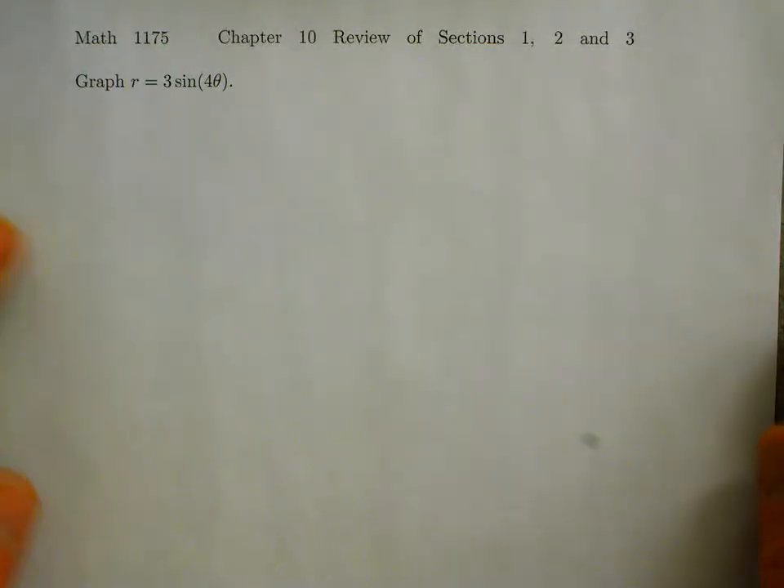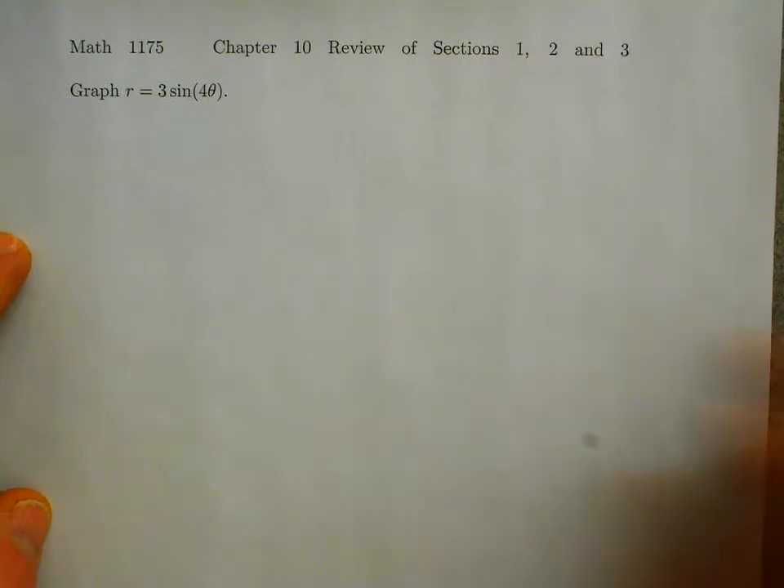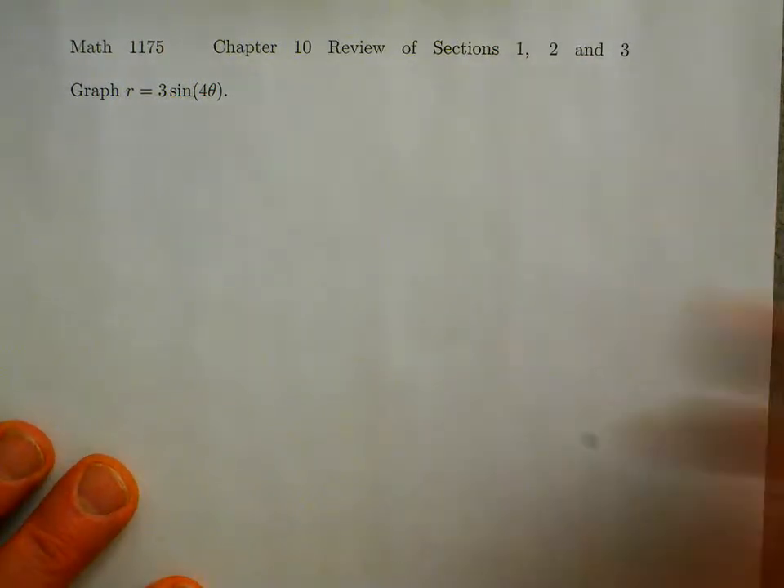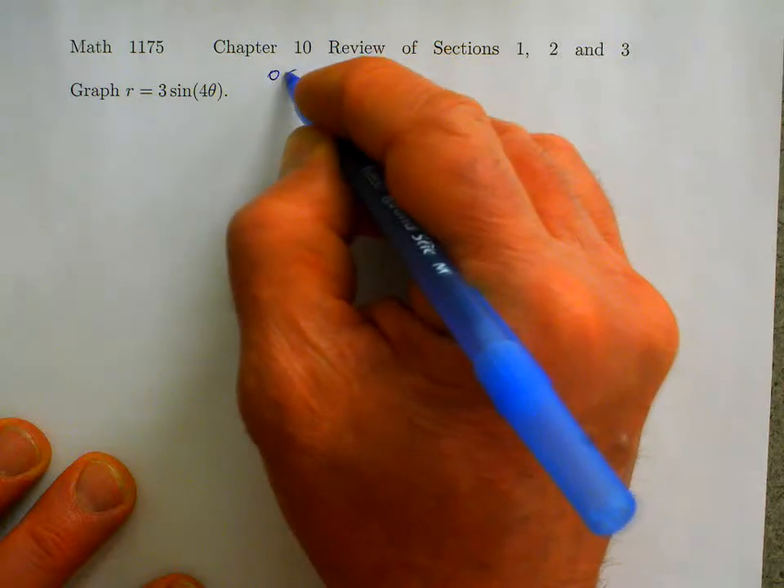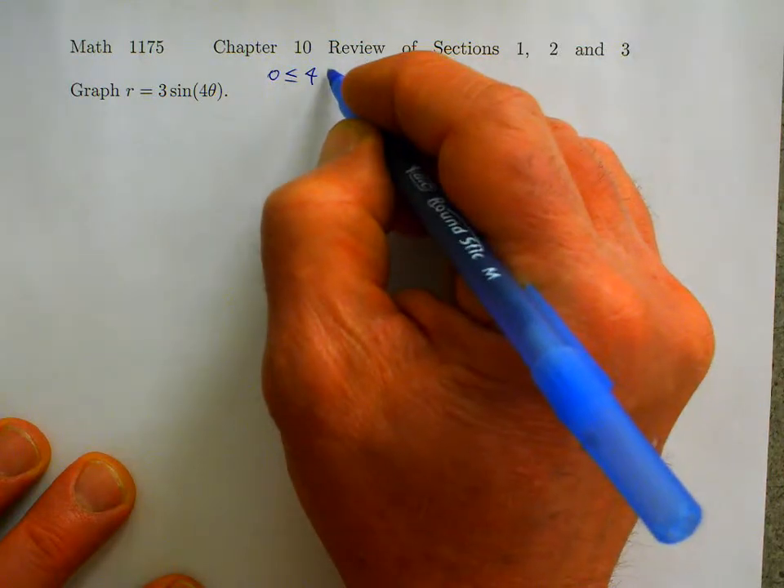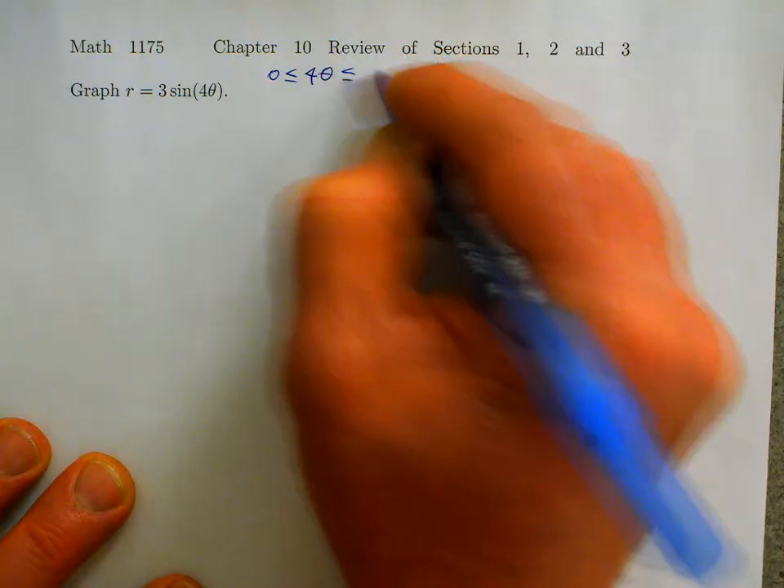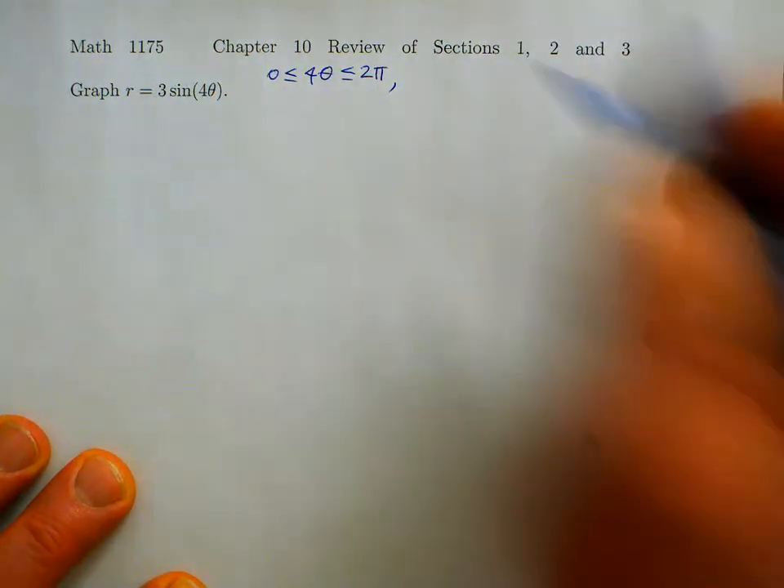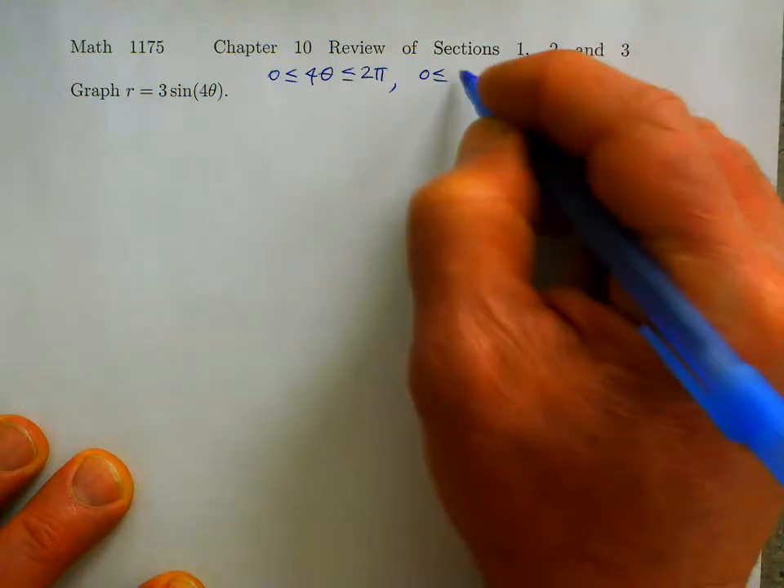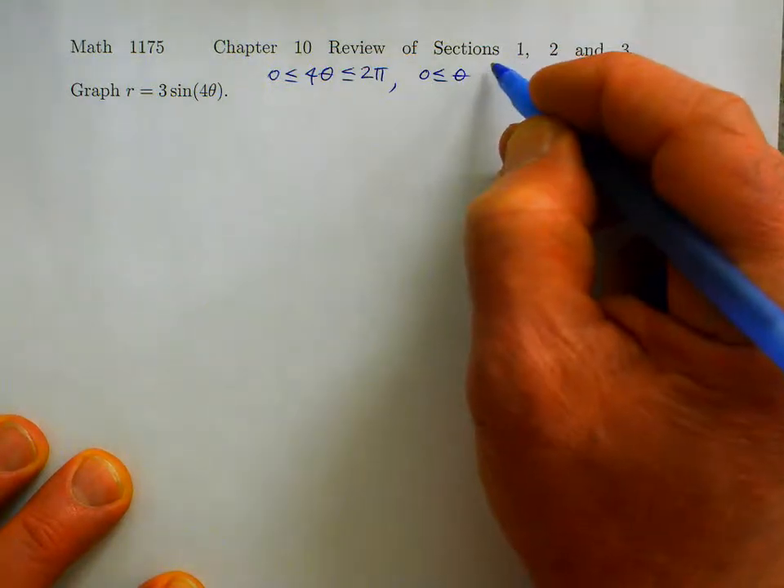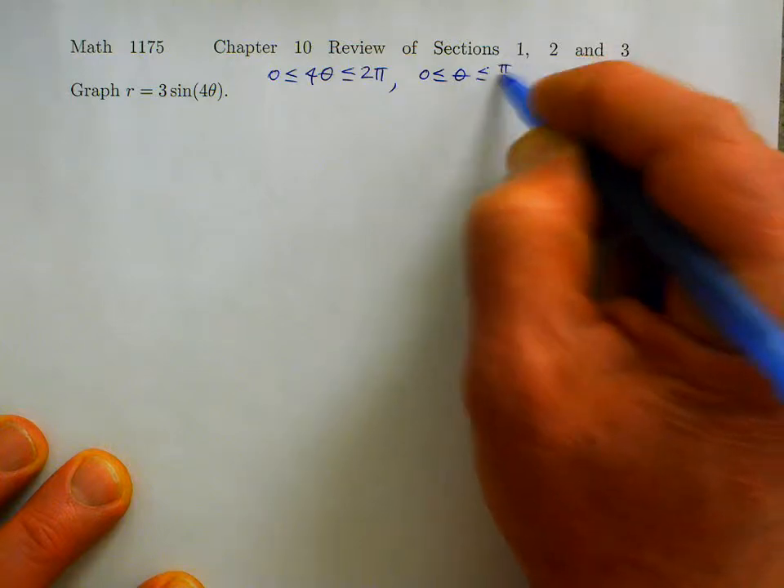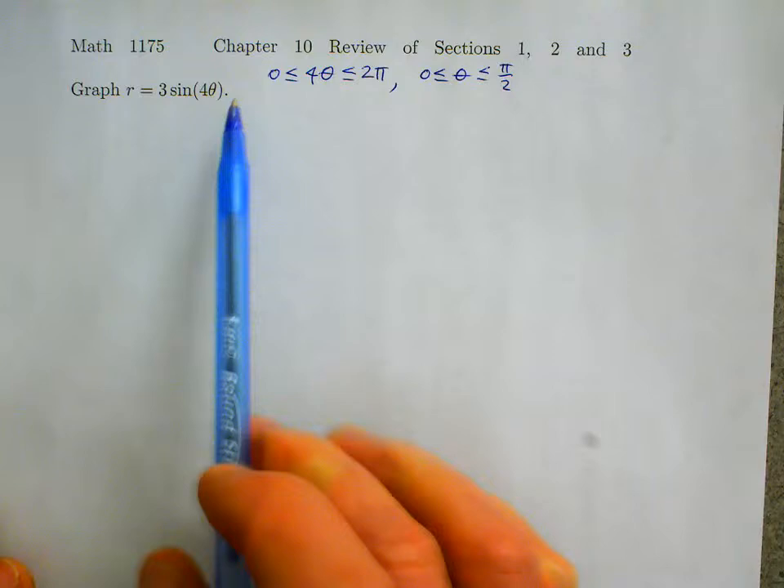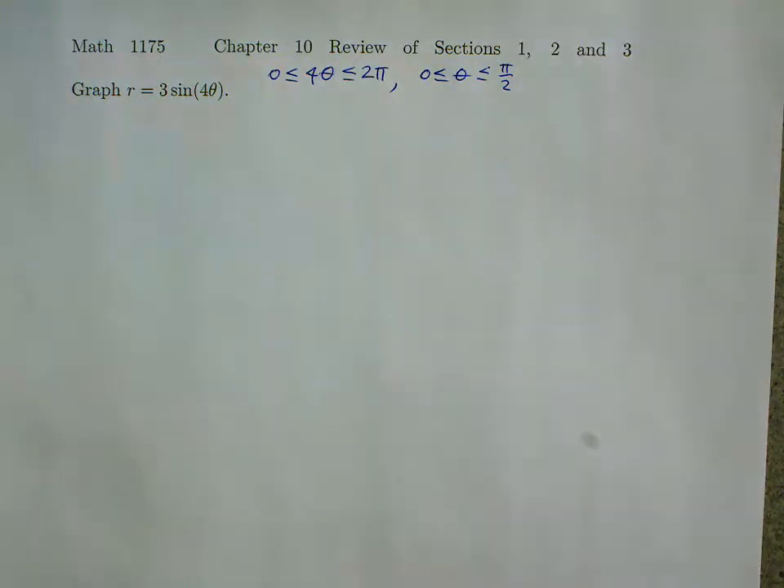Okay, here's another polar curve to graph. So sine of 4 theta. So if you write 0 is less than or equal to 4 theta, which is less than or equal to 2 pi, and then divide each of the three parts by 4, that tells you the length of each period for that function. So the period of sine of 4 theta is from 0 to pi over 2.